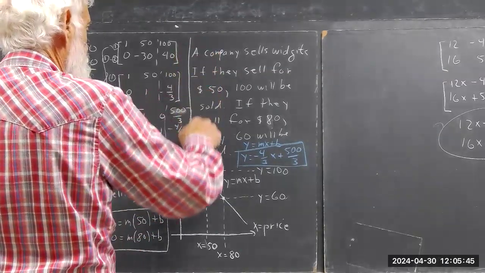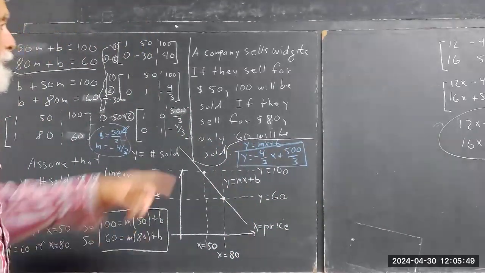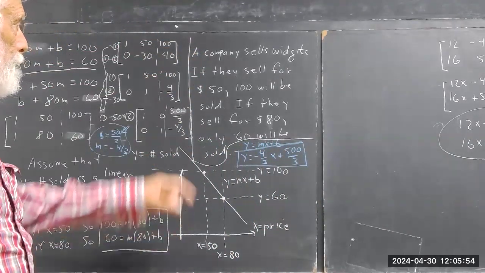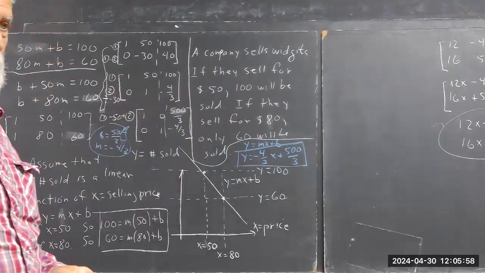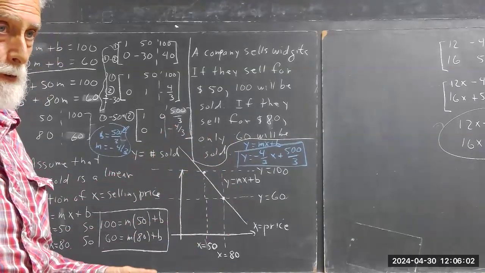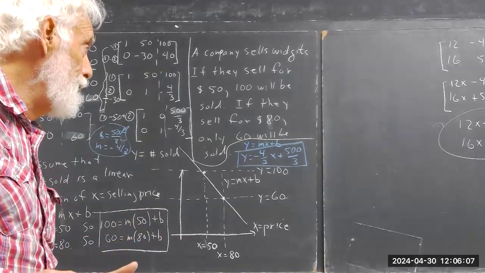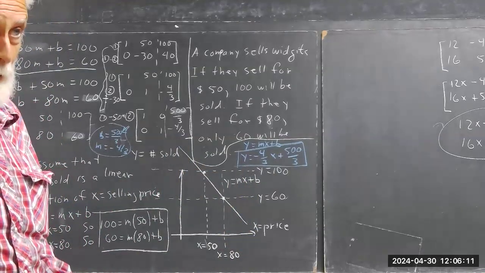Okay. Here's your problem. A company sells widgets, and if they sell for $50, 100 are going to be sold. Okay. So I've got this company. I'm selling these widgets, whatever widgets are. And I know every month, if I sell them for $50, people are going to buy 100 of them.